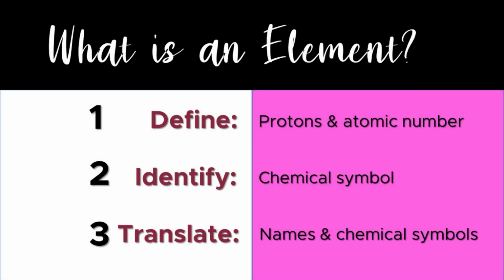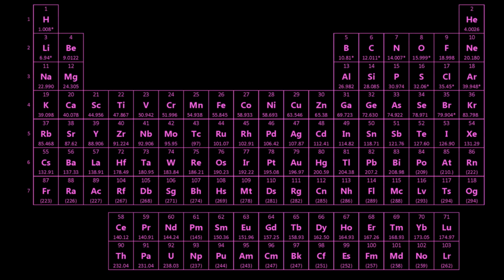And that's the introduction to the elements. We define an element by considering its protons and atomic number. We identify an element from its chemical symbol, and we'll study the elements by being able to translate between names and chemical symbols.